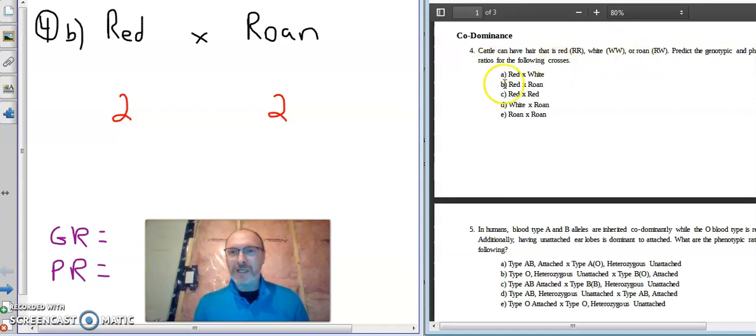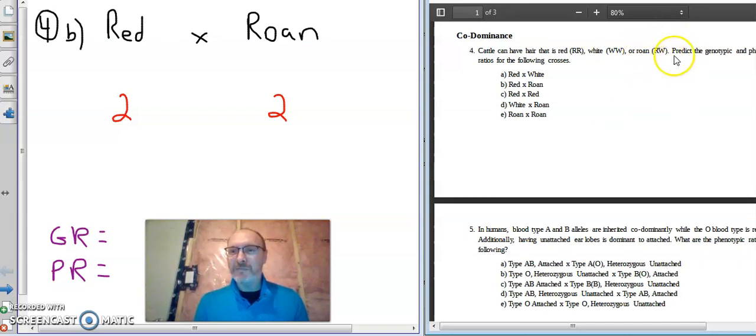Okay, so we're looking at question number 4 first. Cattle can have hair that is red, big R, white, big W, or roan, big R, big W. Predict the genotypic and phenotypic ratios for the following crosses. So we're going to do question B, but you'll notice that there's no recessive traits. That's because all of the alleles are dominant. They are fully expressed at the same time with other dominant alleles. So this is why it's called codominance.